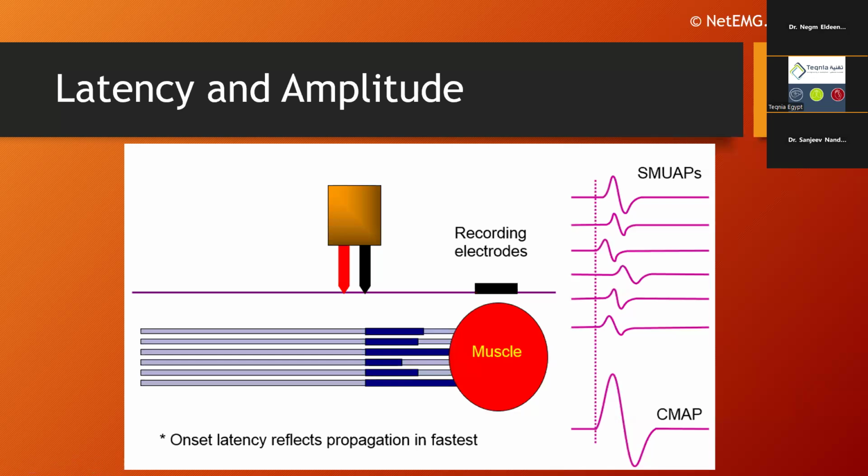There are some experiments published recently which indicate that that may not be the case. But for the time being, we will assume in today's lecture that it's the fastest axon that produces the initial deflection over here, or the onset latency. The amplitude will depend upon how many axons we have, as well as the amplitude of individual motor unit potentials and their temporal dispersion.